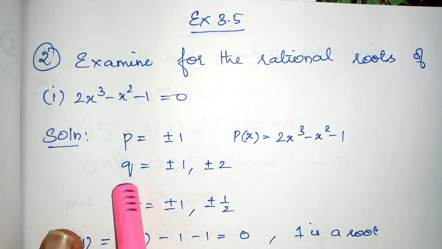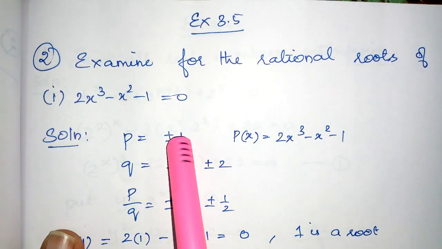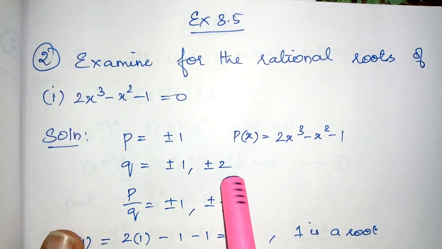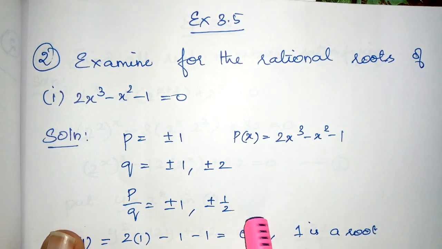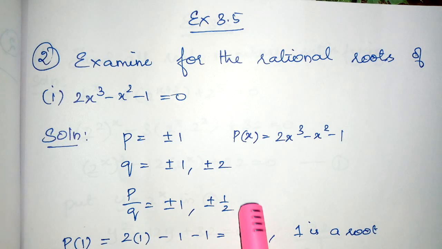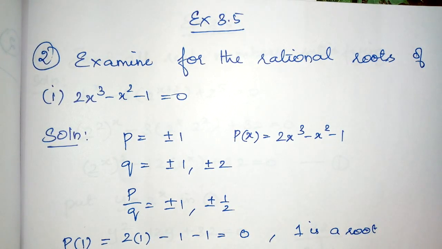Now you have to find P by Q. So plus or minus 1 divided by plus or minus 1 is plus or minus 1. Plus or minus 1 divided by plus or minus 2 is plus or minus 1 by 2. So these are all the possibilities. Now I am going to check all the possibilities and find the rational roots.